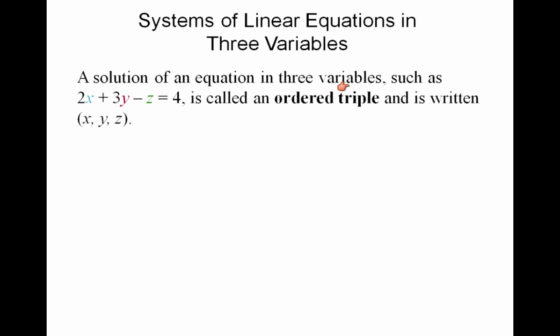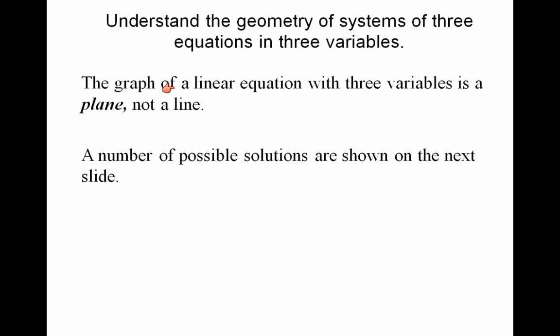The solution of an equation in 3 variables, such as 2x + 3y - z = 4, is called an ordered triple. It is written as (x, y, z). Now, with 3 equations, the solution should satisfy all 3 equations. The graph of a linear equation with 3 variables is a plane, not a line anymore.